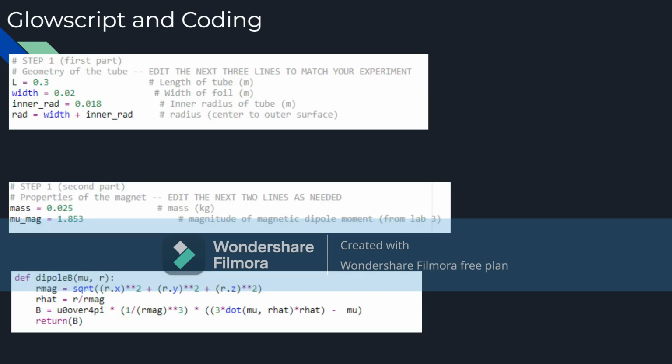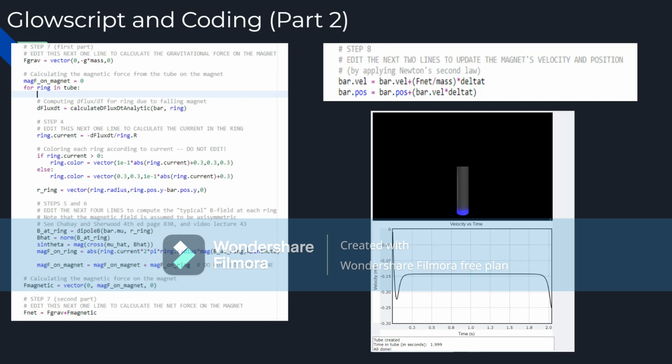For my GlowScript encoding, I first changed the length, width, and inner radius to fit my experiment. I then changed the mass of the magnet and the magnet's magnetic dipole moment to also fit my experiment. I then used my coding from Lab 3 and input it into the dipole moment formula, or B field of the magnet. Continuing my coding, I then changed the force of gravity to be a vector in the negative y direction of mass times gravity.